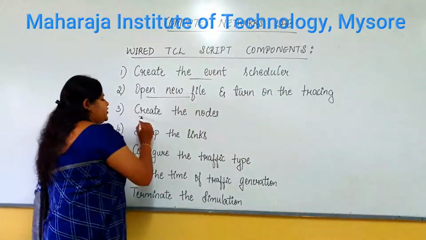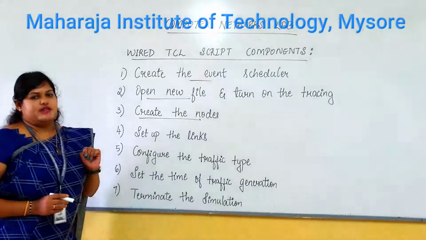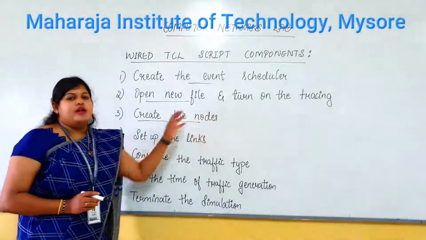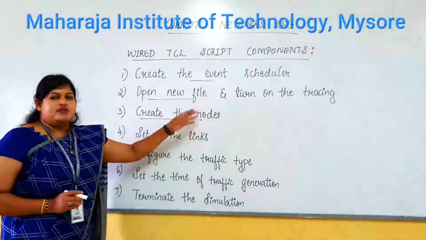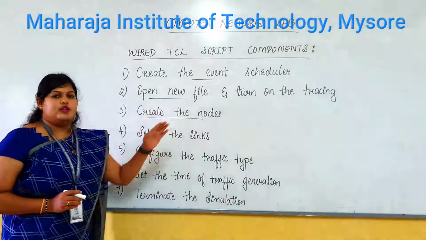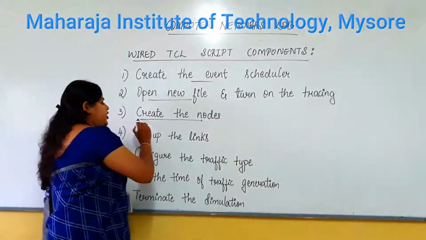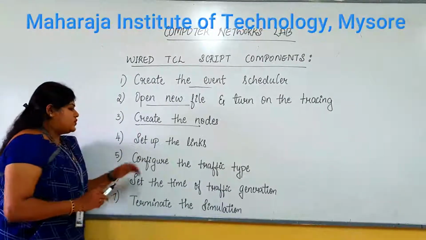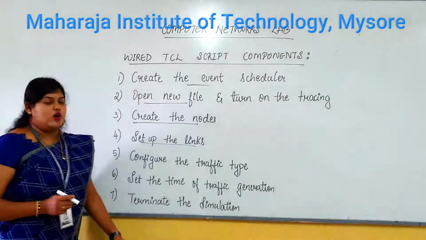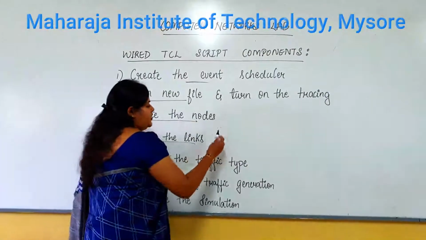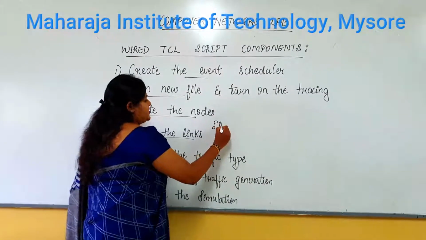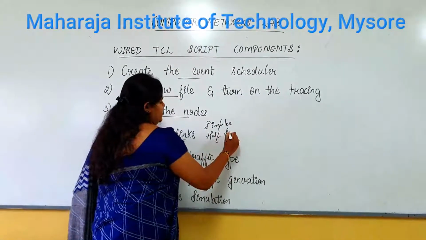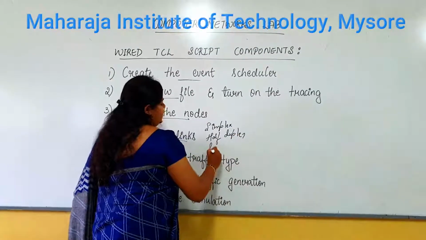And after that, you need to create the nodes. That is, in order to find the network traffic and to observe the packets, that is the data packet transmission that occurs between the different nodes. So in order to do that, we are going to create the nodes. And accordingly, the fourth step is to set up the links. Already we know that this link might be a simplex, or it might be a half duplex, and full duplex.